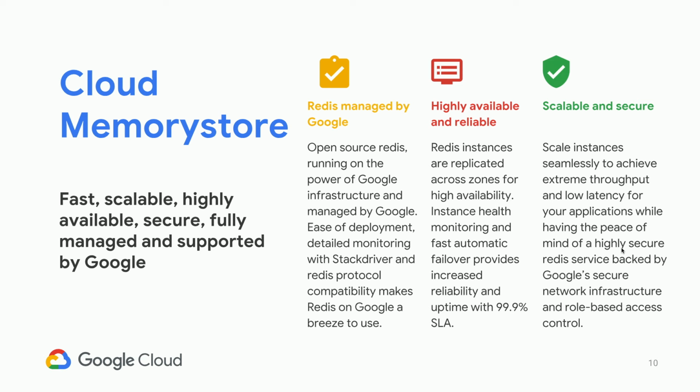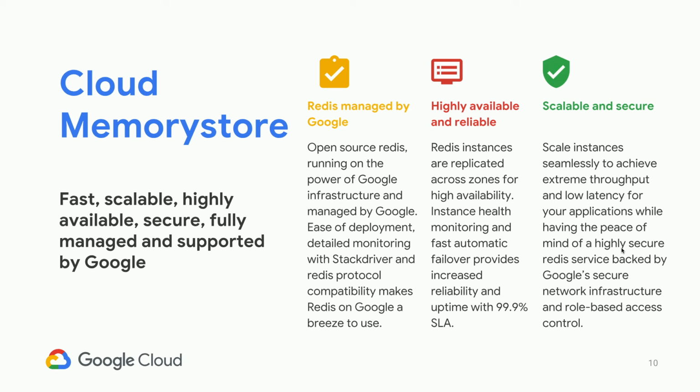Typically, when you look at caching services, you normally don't see SLAs associated with it. With Cloud Memorystore, we provide 3 nines of SLAs for one of the tiers. And finally, Memorystore is obviously built on Google's scalable infrastructure.